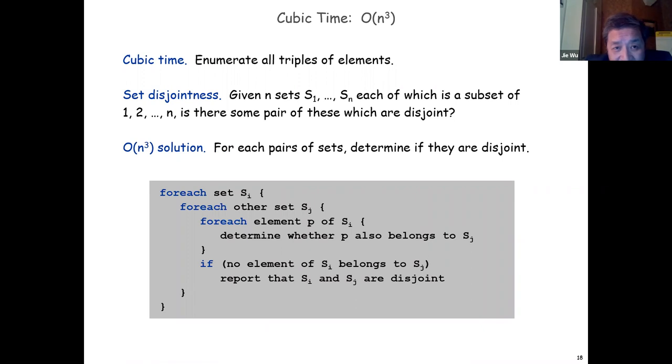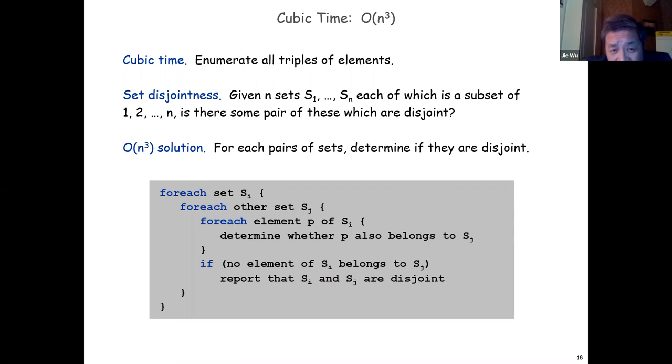And there are some algorithms with cubic time. That's also quite simple. It's enumerating all triples of elements. So it's just like set disjointness. Given n sets S1, ..., Sn, each of which is a subset of 1 to n, is there some pair of these which are disjoint?